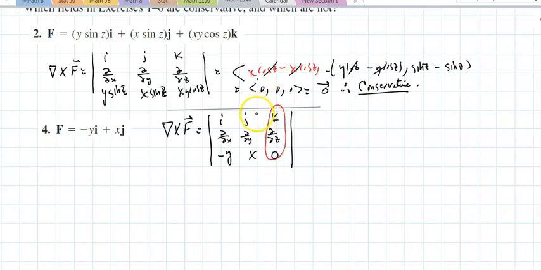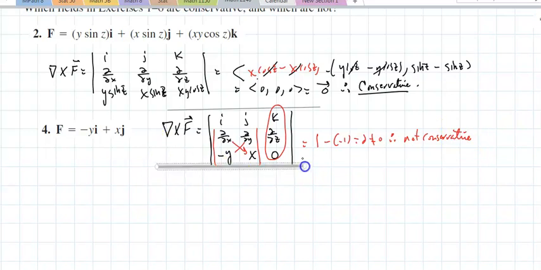So you could just do this literally. That'll work, and we know how to do that. The partial with respect to x is 1, minus the partial with respect to y, which is negative 1. That's 2, which does not equal 0. Therefore, not conservative. Now, the reason they check for conservative is for the next part, and I'll elaborate on that in a minute.